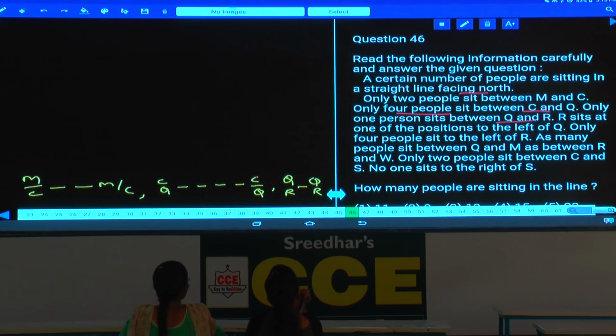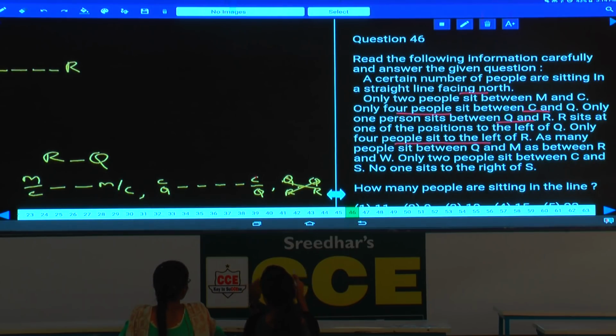As of now, we are not fixing anyone. And R sits at one of the positions to the left of Q. R is to the left of Q, which can be written like this. R is to the left of Q, and only 4 people sit to the left of R. This is very crucial information, because if R is here, how many people are to the left of R? Only 4 people, that is clearly given.